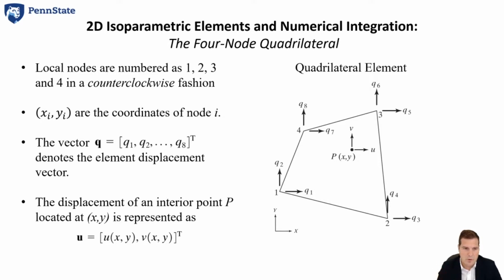Always go counterclockwise. We have, of course, the x and y coordinates, and so each node has 2 degrees of freedom, and that brings us to a total of 8 degrees of freedom for this one element. Just as we did with 1D and 2D, you can consider some arbitrary point located in this element that you'd want to know information for, right? You'd want to have a displacement, a u and a v displacement for that particular position.